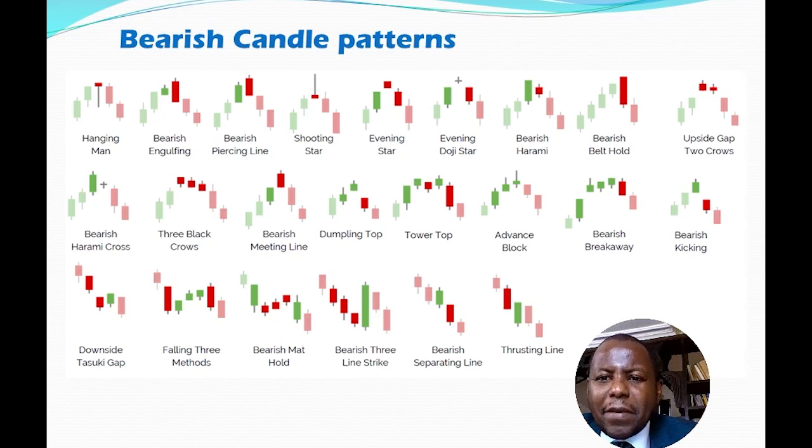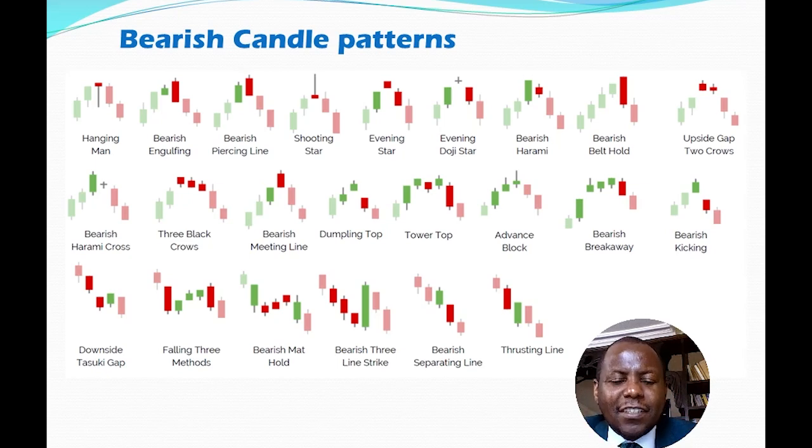Then there's the bearish harami, the bearish belt hold, and the last one on that row is upside gap two crows. And there were many names from the Japanese here. There was the bearish harami cross. There's the three black crows, bearish meeting line, the dumping top, the tower top, advance block, bearish breakaway, bearish kicking. On the last row there, we have downside Tasuki gap. I have never used this one. I've never noticed it, but I think I'll do a study on it.